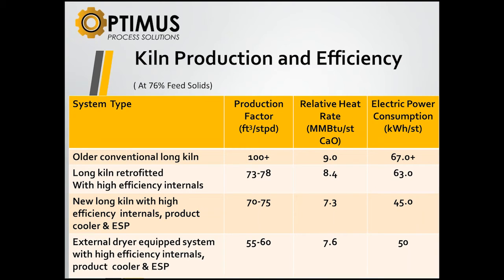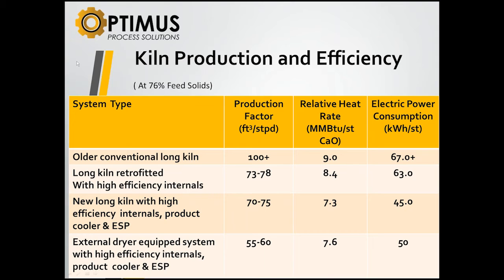Looking at general kiln production and efficiency, older kilns were often oversized, at 100 plus cubic feet per ton per day, with relative heat rates of 9 million BTU per ton of lime or more, and fairly high energy consumption at 67 kilowatt hours per short ton. As time went on and different retrofits were applied to increase efficiency, those factors began to drop. It became typical to see 73 to 78 cubic feet per ton, 8.4 million BTU, and 63 kilowatt hours.